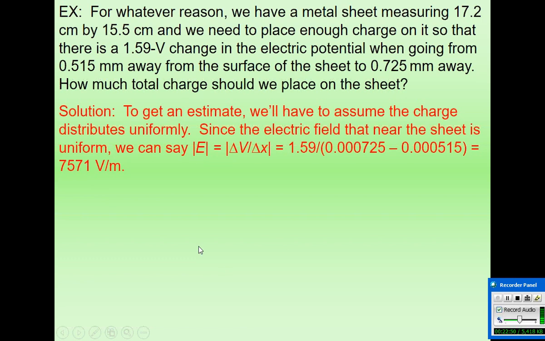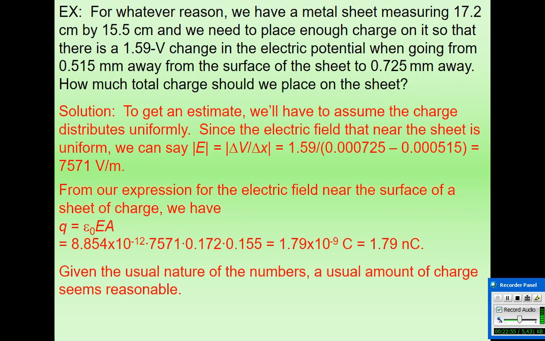7,571 volts per meter. Now we know E, we're looking for Q, the total charge. We have that E was equal to Q over epsilon naught A, so with a little bit of algebra, we can say that Q is equal to epsilon naught times E times A. Epsilon naught is a constant, 8.854 times 10 to the negative 12. E we just found to be 7,571 volts per meter, and then capital A is the area, and we have the dimensions. 0.172 meters by 0.155 meters.